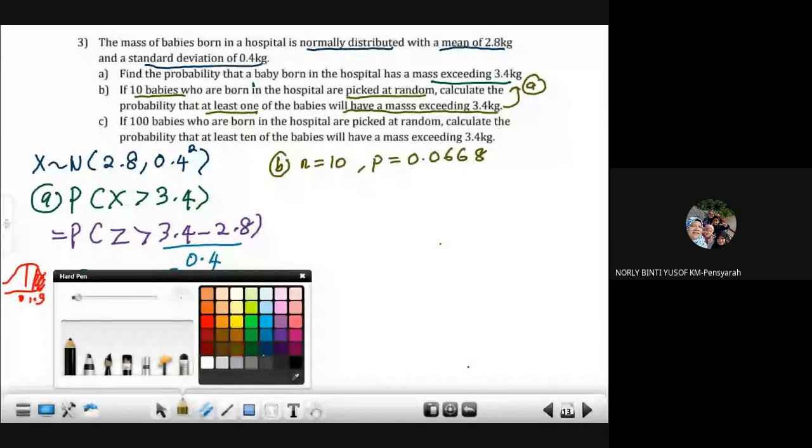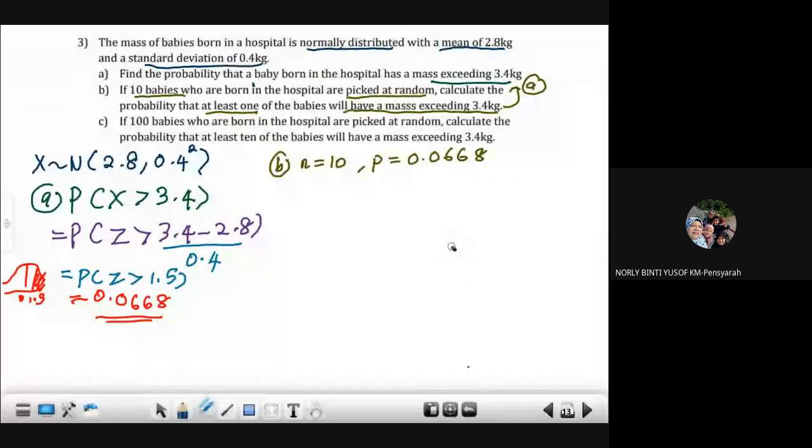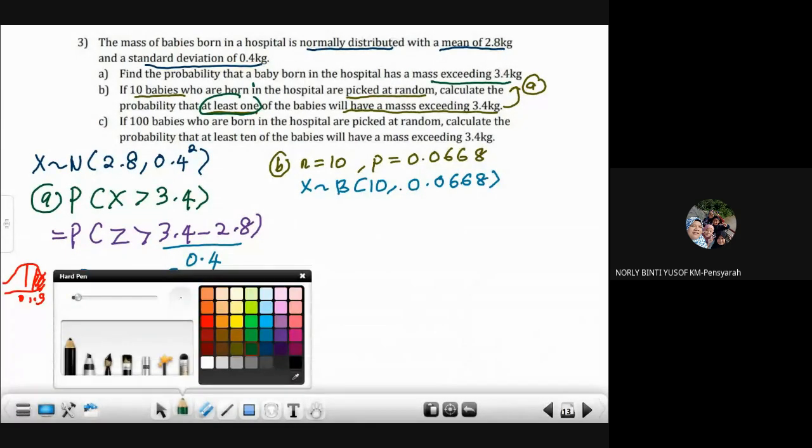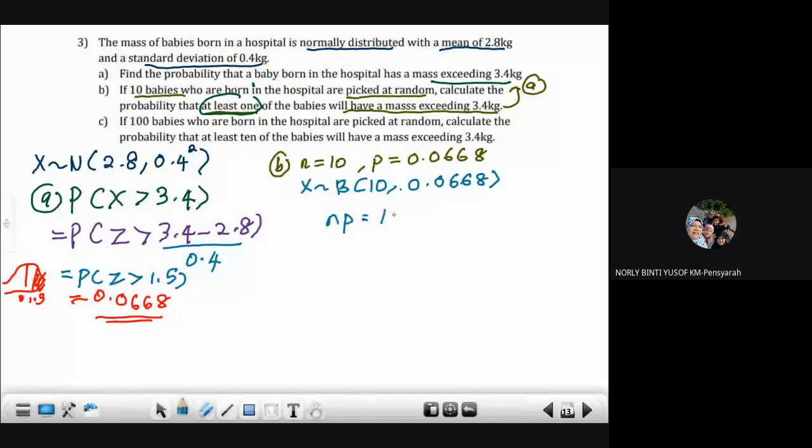So ini adalah binomial punya soalan. Dia soalan normal, tapi pergi pada B dia dah ambil sampel. Okay, so dia adalah binomial dengan N 10, P dia 0.0668. Okay, tapi dia nak at least 1. So at least 1 should be greater or equal to 1 lah. Ini perkataan at least 1. So untuk soalan ni, you kira NP dulu sebelum you tulis discrete. You kira NP, 10 kali 0.0668, you akan dapat 0.6.